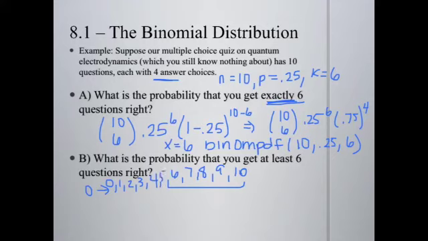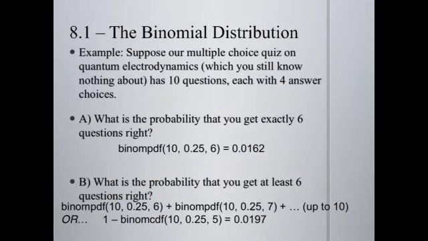So I'm going to tell my calculator to do binomial CDF, because cumulative from 0 to a number. 10 is my N, my P still is the same. My K now is 5. Notice that I didn't put 6 because I do want 6. So I'm going to have 1 minus my binomial CDF for the probability that I get at least 6 questions right.